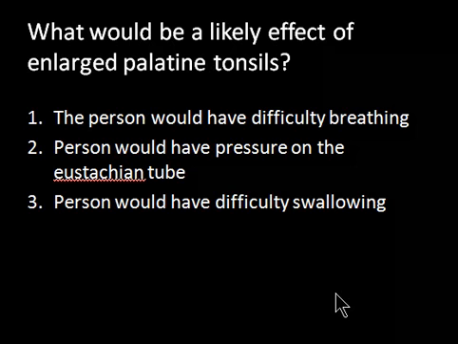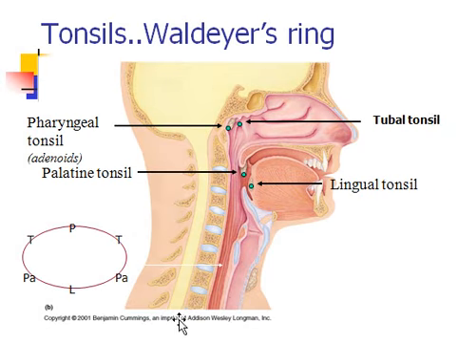So let's look at this question now, which is what would be a likely effect of enlarged palatine tonsils. So hence you must know where the palatine tonsils are present. And if we look at this PowerPoint slide, notice how the pharyngeal tonsil and the tubal tonsil are present in the nasopharynx, whereas the palatine tonsil and the lingual tonsil are present in the oropharynx. And again, this is pharyngeal, tubal, palatine, and lingual.